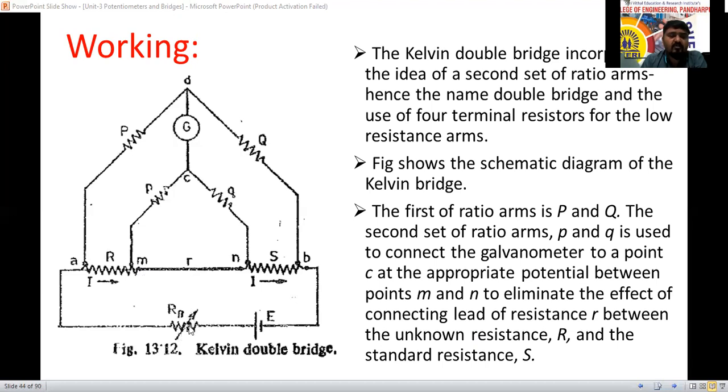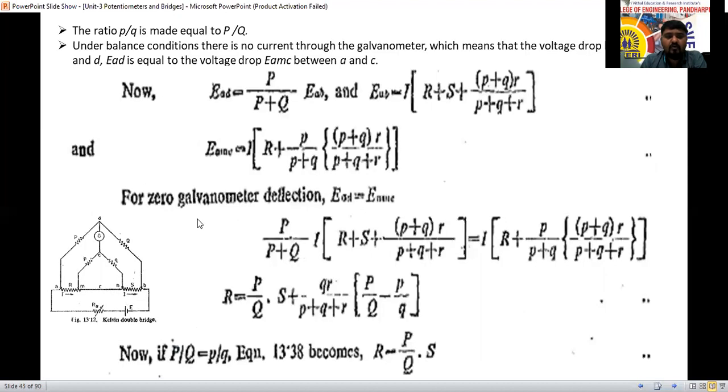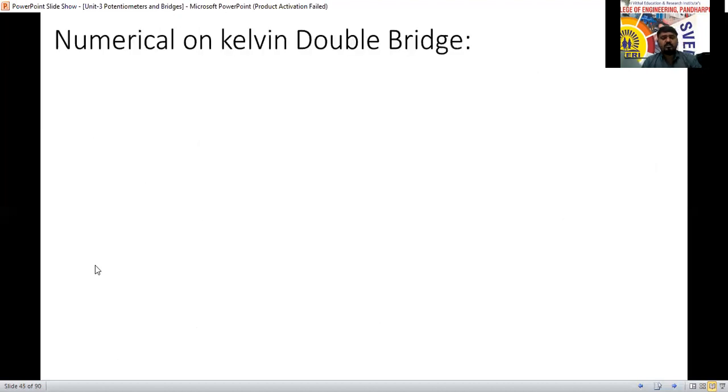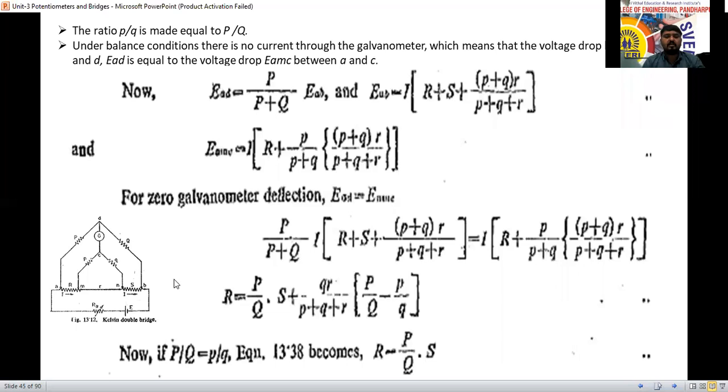To set the current, we are using this variable resistance also. This S is the standard resistance, this R is the unknown resistance. For this value, we have to identify the formula. So next, just a minute, I will make this a little bit bigger.